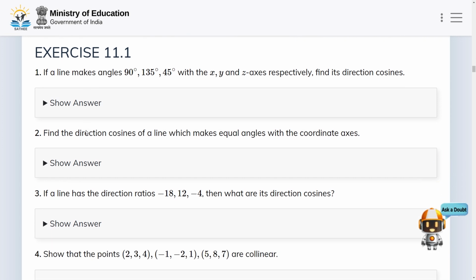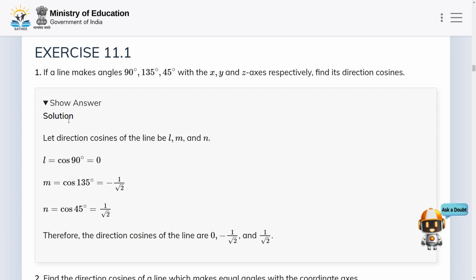Okay. Now we have arrived at exercise 11.1. So let's see. Problem 1 of this exercise says, if a line makes angles 90 degree, 135 degree, 45 degree with x, y and z axis respectively, find its direction cosines. Okay, very simple to find. Cos 90 you have to find, cos 135 you have to find, cos 45 you have to find.